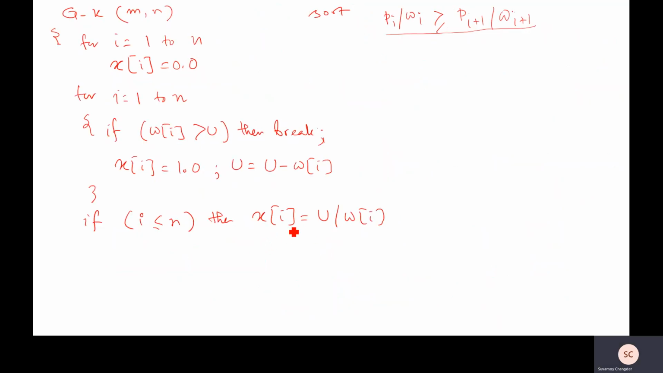So here we will select the fraction of the ith element after selecting this. If the weight is less than this, Pi by Wi ratio, by following this, we can select the whole element. If not, outside the loop, we will select the next element as the ratio of remaining capacity U and the weight of the ith element.